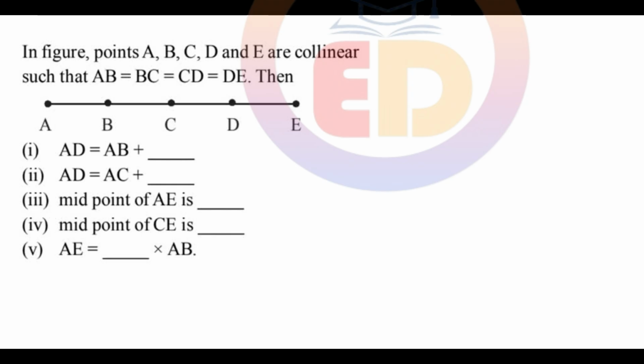In the figure, point A, B, C, D and E are collinear. Collinear means they are on the same line such that AB is equal to BC is equal to CD is equal to DE.